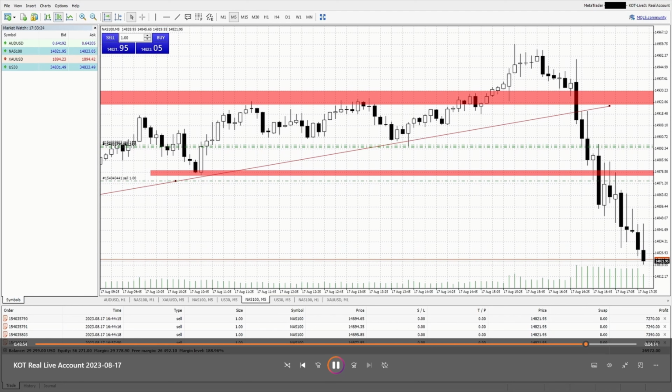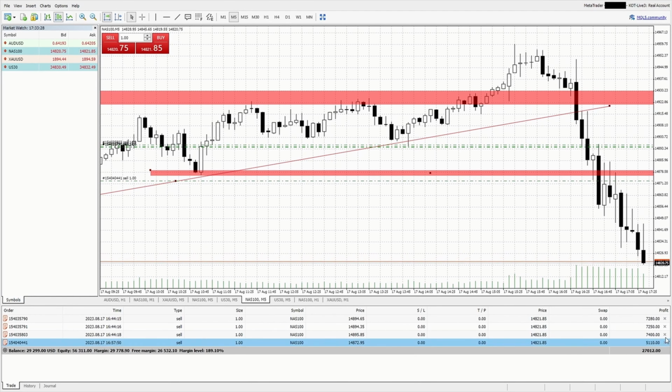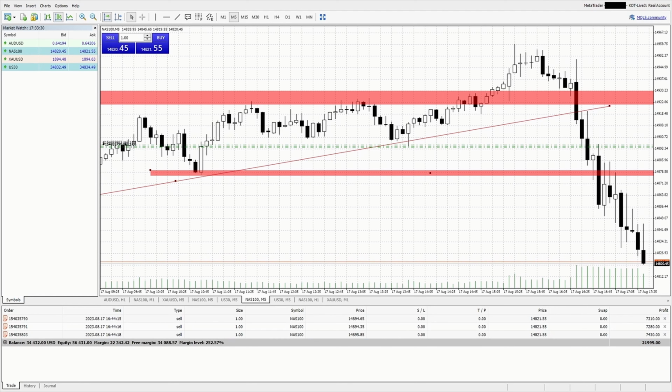A couple weeks ago, it was around 30K. I closed this trade at like 30-40K. I know I brought the account to $50,000-$60,000 here.